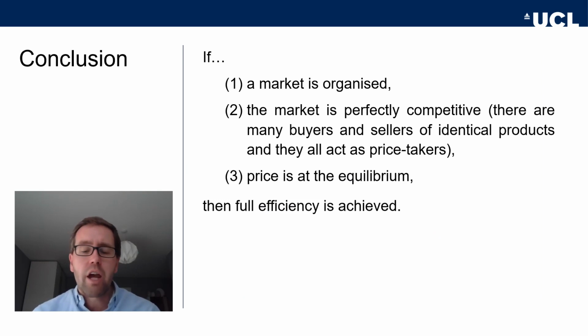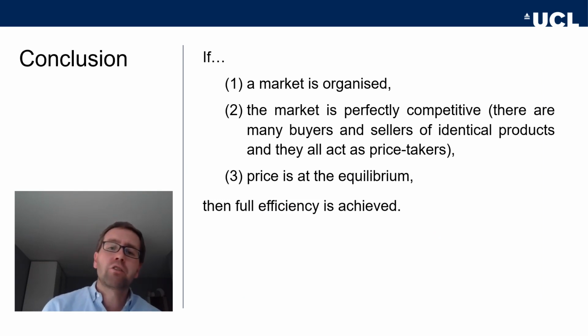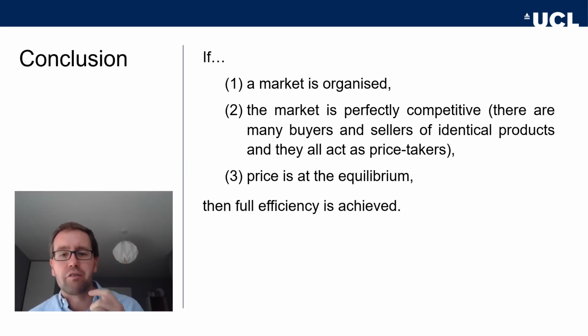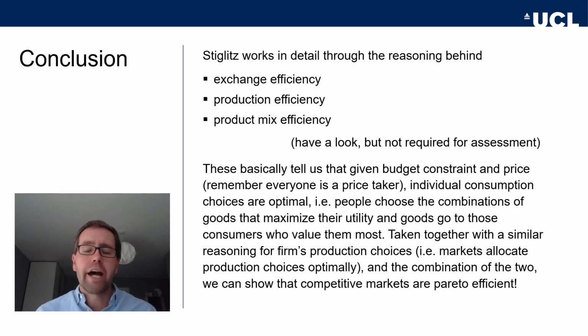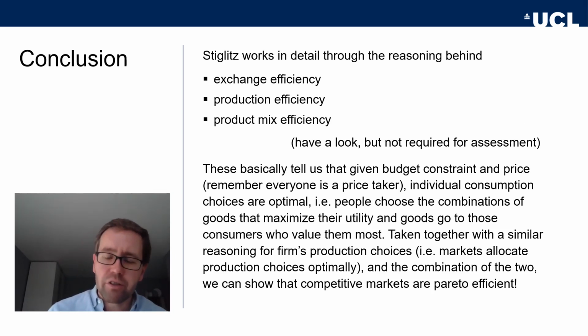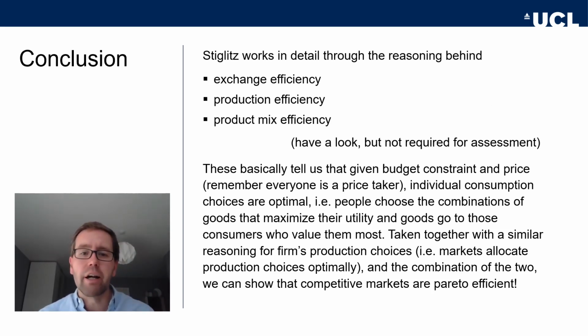So in conclusion, if a market happens and it is competitive, perfectly competitive, there are many buyers and sellers, and some other assumptions that we will relax over the next weeks, and price is at the equilibrium, then we get to full efficiency. And Stiglitz in the book works through the details. So if you want to look at exchange efficiency, that's kind of what we looked at here, production efficiency and product mix efficiency. It can be really, really helpful, but it's not required for assessment.